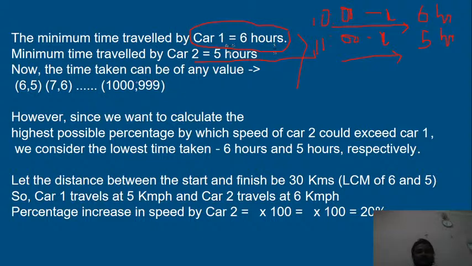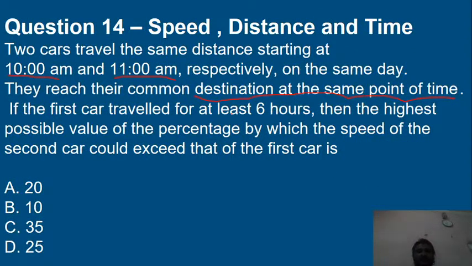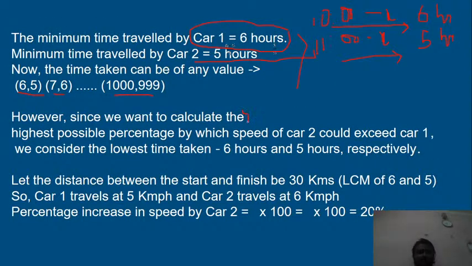So now the time taken can be any value, it can be 6, 5, 7, 6, 199, I don't know. So now we have to calculate the highest possible percentage. The highest possible percentage of speed would occur when we consider the lowest possible time taken. Why? Because speed is equal to distance by time. So if you have to increase speed, you must decrease time and vice versa. So the lowest time would give you the highest increase in speed.